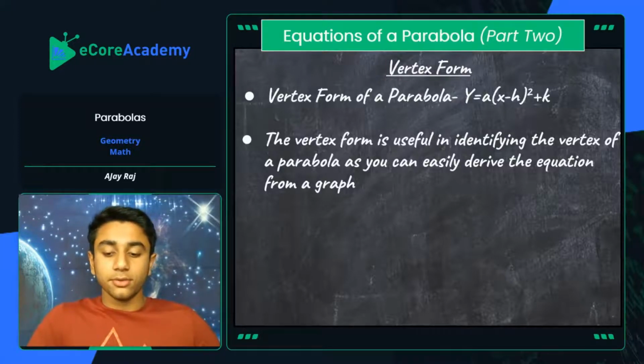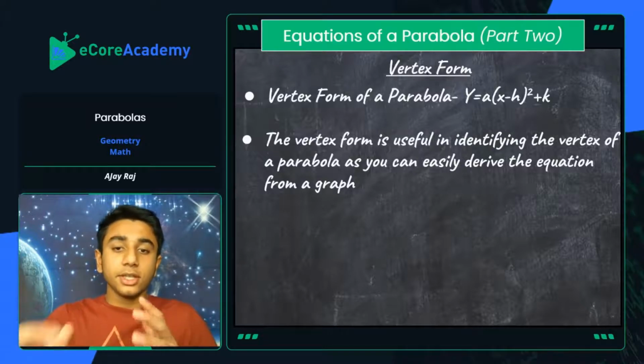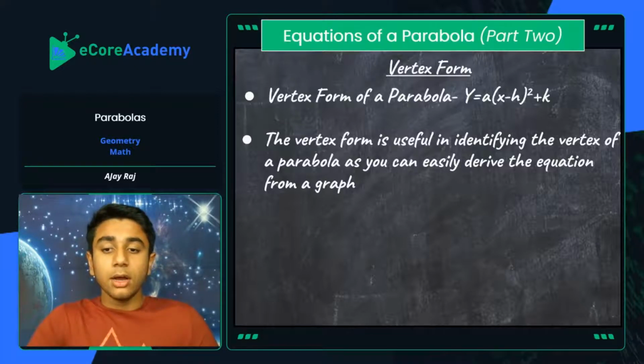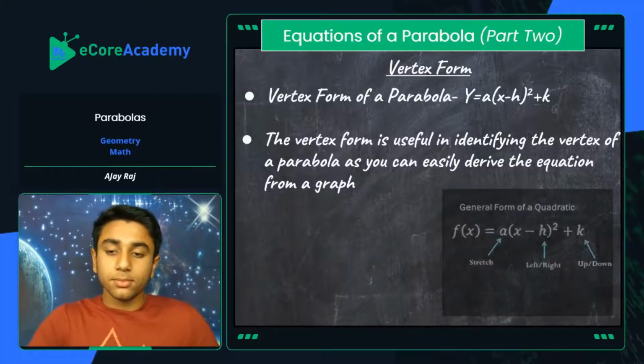Therefore, that's why it's called the vertex form, and it's much easier to derive the equation from a given graph utilizing the vertex form. It's basically a kind of opposite from the standard form. Standard form is much easier to translate into a graph, but it's easier to derive the equation of that graph when you're given that graph into your vertex form.